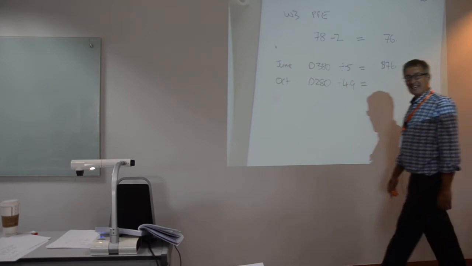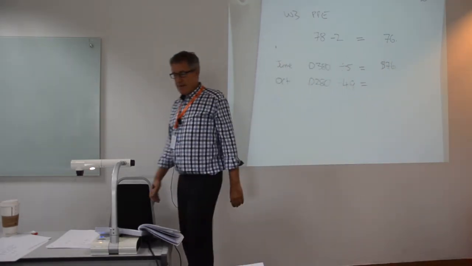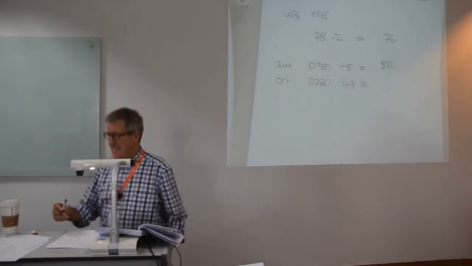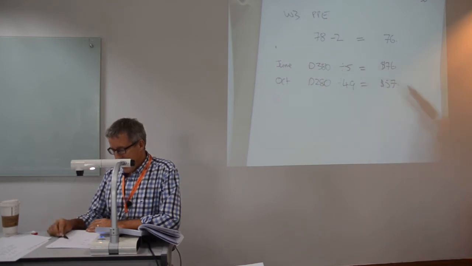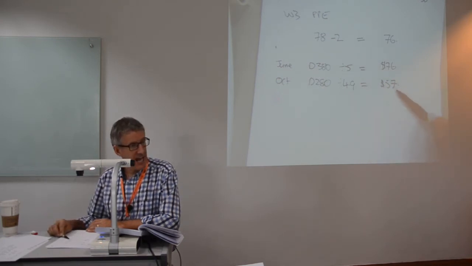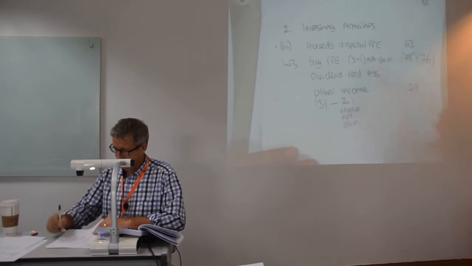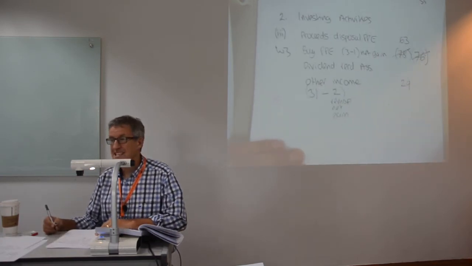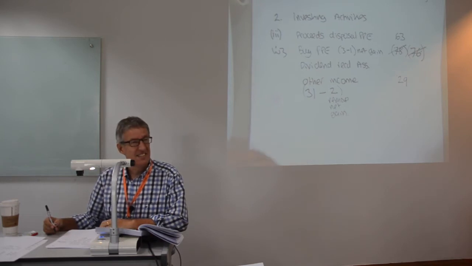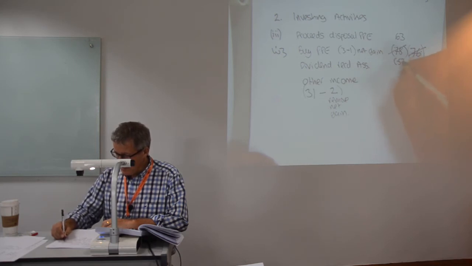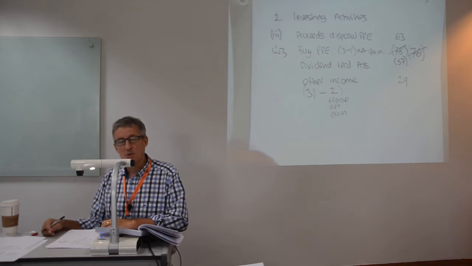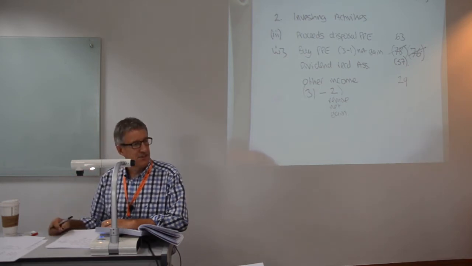Answer's not 76 then, is it? 280 divided by 4.9 is how much? 57. Yeah, thank you for avoiding decimal places. That's the real payment out. Oh, a bit messy, isn't it? Yeah, this is life. This is what happens in the exam. This is why you leave space. Okay? 78's alright, 76 a lot better, but 57 is the right answer.